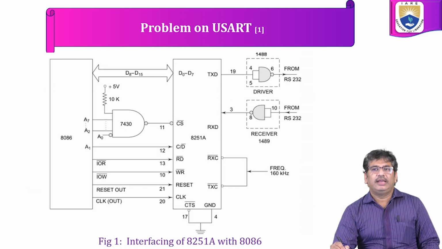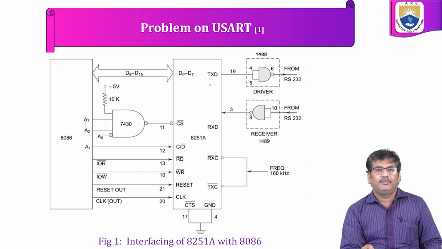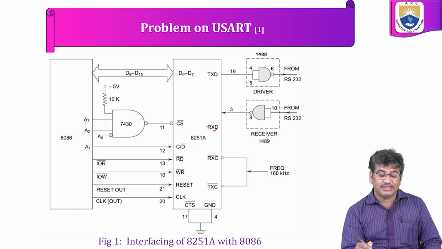The figure shows the interfacing of USART 8251 with 8086. The data is transmitted through USART on the line TXD, and when receiving, the data is received on the line RXD. The clock frequency is given as 160 kHz. The receiver clock pulse and the transmitter clock pulse are connected to a frequency generator of 160 kHz. For programming the 8251, we have to configure a few registers, and the processor can read the status register. The data transfer takes place on this data bus.